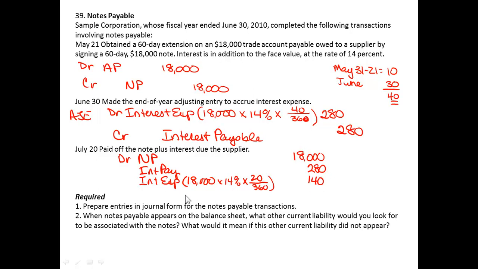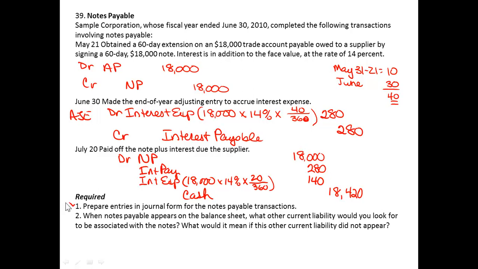So when I get ready to pay the note, I'm going to pay the principal plus the interest, and it totals to $18,420. $18,000 for the principal, $420 for the interest.